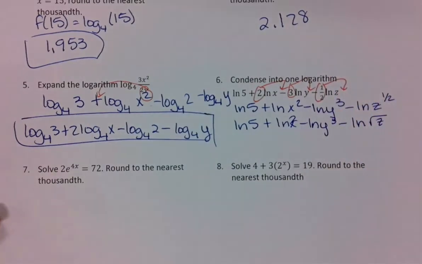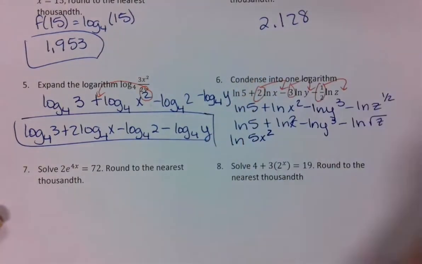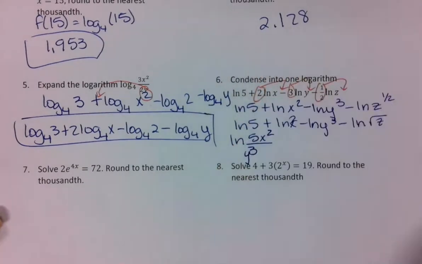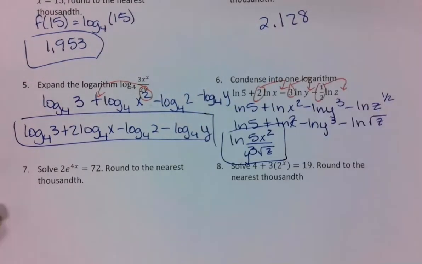Then I can go ahead and put this back together. Like I said, addition turns into multiplication. So I'm going to have ln 5x squared, and then divided by, oops, that's y cubed, and then square root of z. Because both of those go on the bottom because they both have subtraction. So this is my final answer.